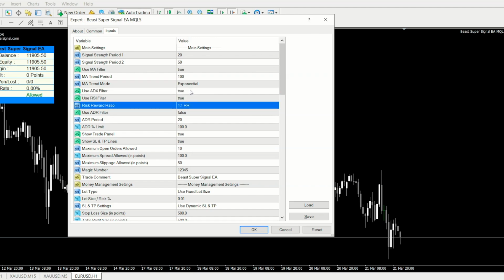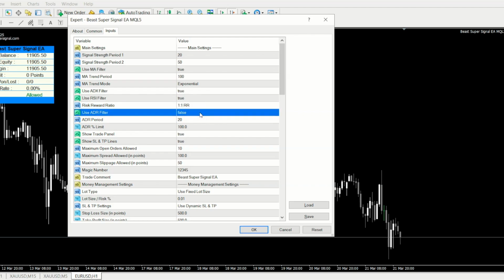Next, we have an important setting. This is your risk reward ratio. You can choose to use a 1:1, a 1:2, or a 1:3. It's up to you if you want to use that.